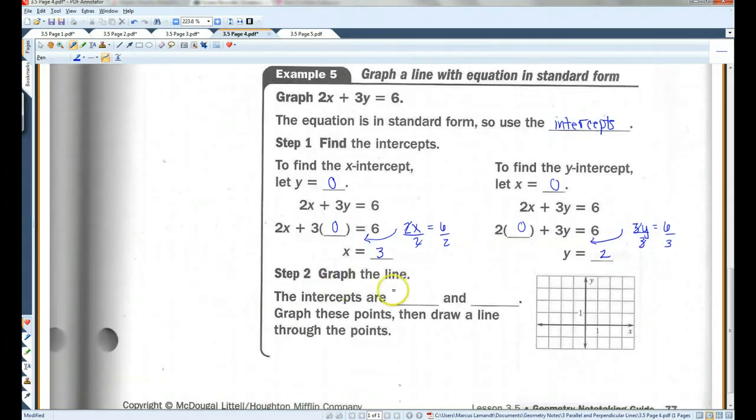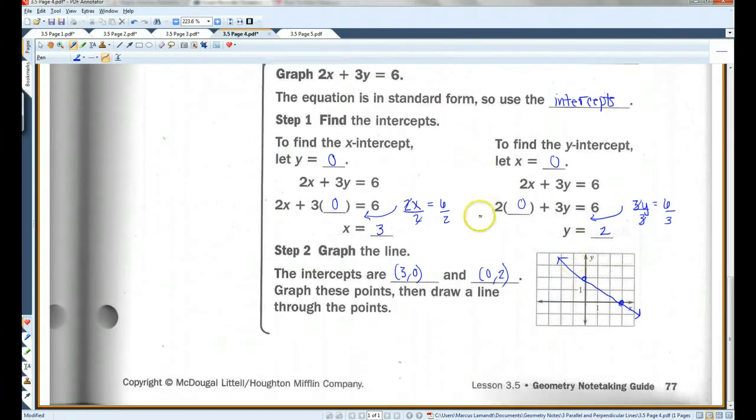So the intercepts are (3, 0) and (0, 2). I'm just going to graph them. So (3, 0) is here, (0, 2) is here. Voila. You're all done. Alright, last page.